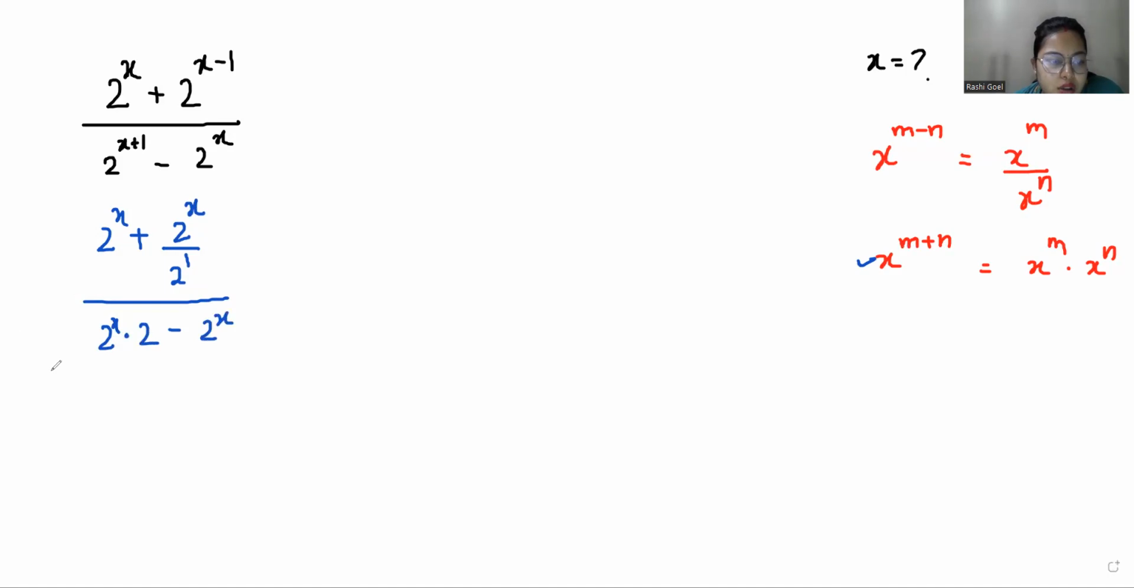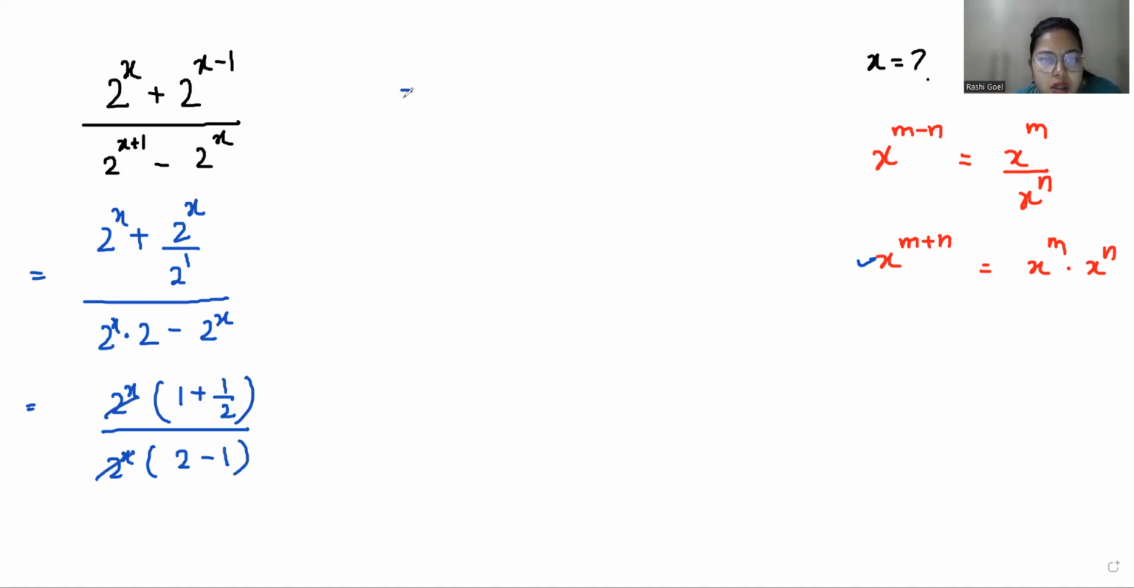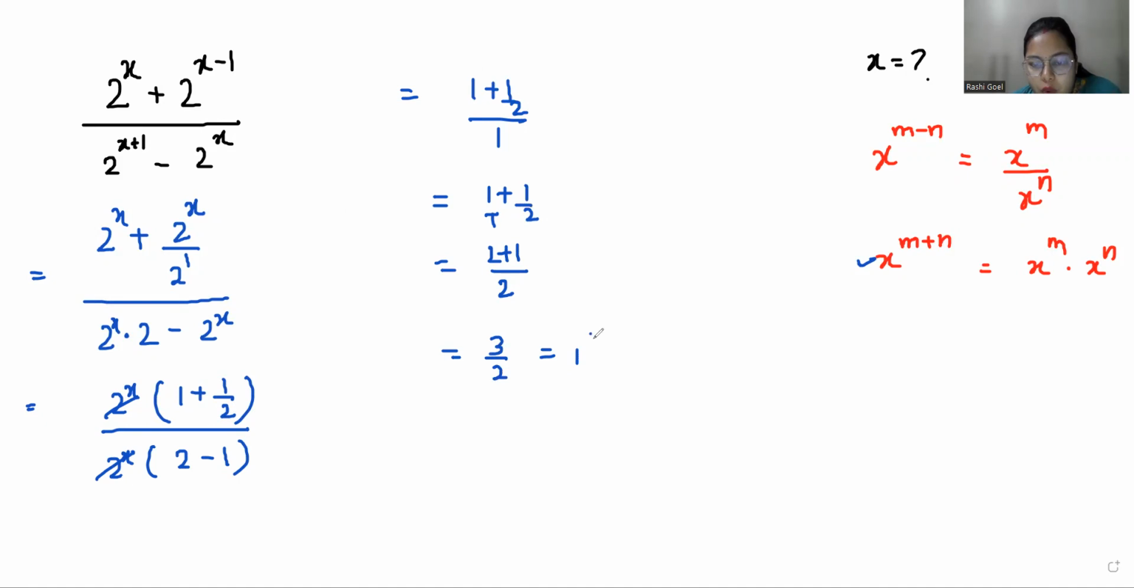So if I take 2 power x as common from the numerator, it becomes 1 plus 1 by 2, and 2 power x as common from the denominator, 2 minus 1. So we can cancel this out. So 1 plus 1 by 2 by 1, that is 1 plus 1 by 2. If we take the LCM, 2 plus 1, which is 3 by 2, or 1 whole 1 by 2.